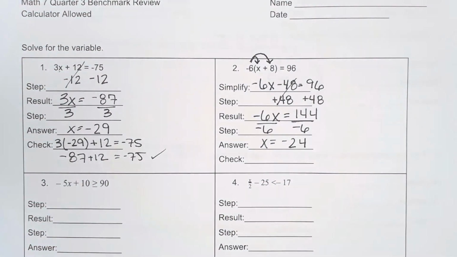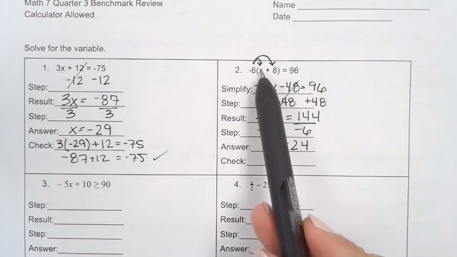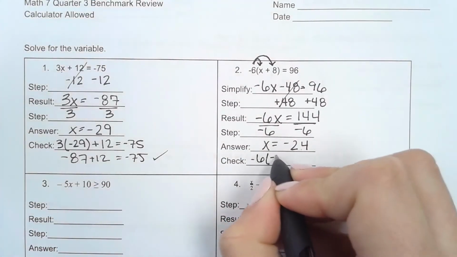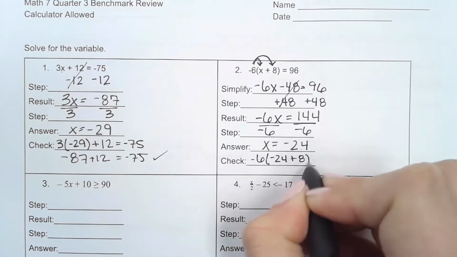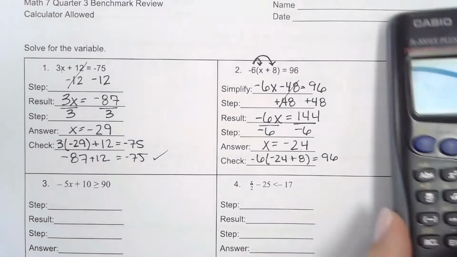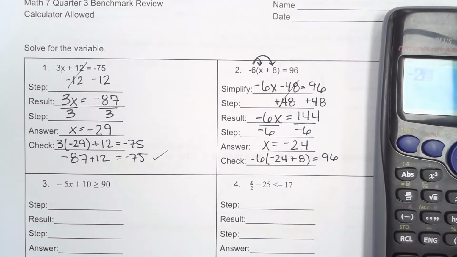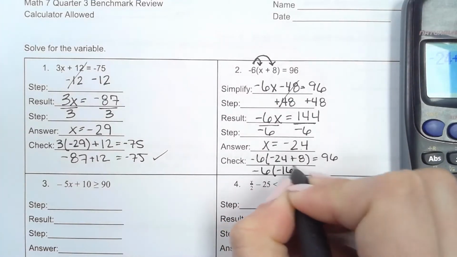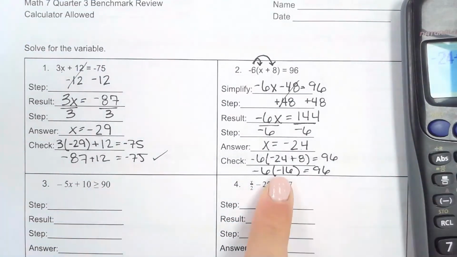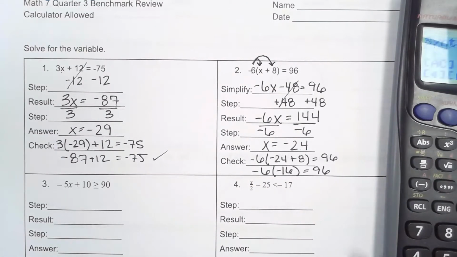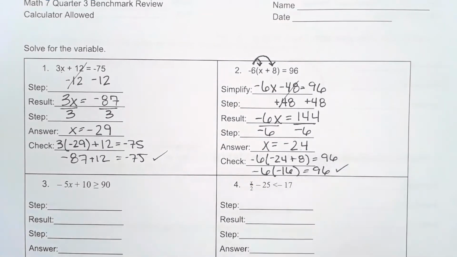And again, you can check your work by plugging your answer back into the original equation for x and then just solving it to see if it works out. So following PEMDAS rules, I have to do what's inside the parentheses first. So negative 24 plus 8 is negative 16. And then if you were to take negative 16 times a negative 6, you do get that positive 96. So we know we did it correctly.